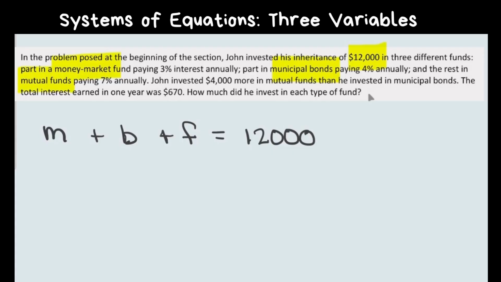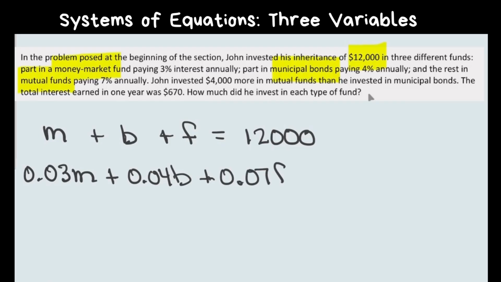Okay. The next equation is going to be about the interest that each investment generates. Okay. So of the money market, 3% of that money market amount is the interest it gets. The bonds pay 4%, so 0.04 of interest on B dollar amount. And the mutual funds get 7%, 0.07 F. Okay? Now, this does not equal 12,000. That's how much interest is.